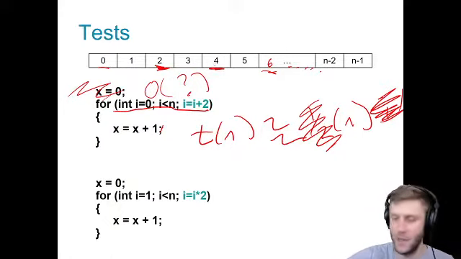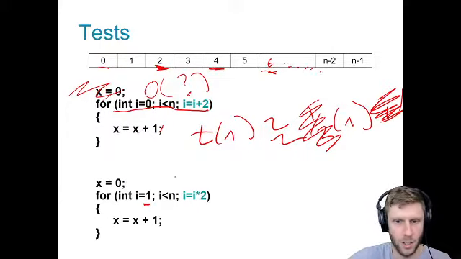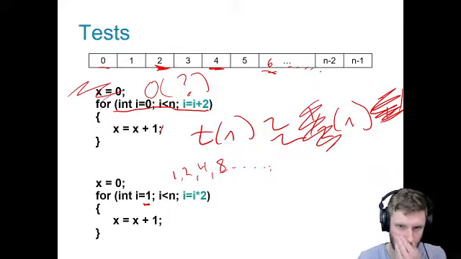For those of you that don't know, this means double i. And you'll notice that i starts at 1, because if it started at 0... So this should go 1 to 2 to 4 to 8 and so on.